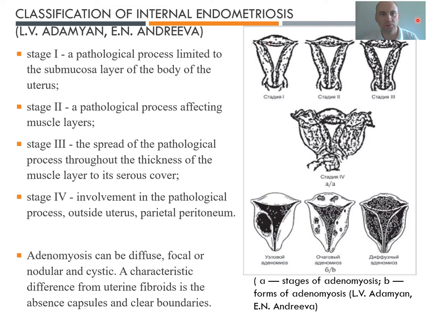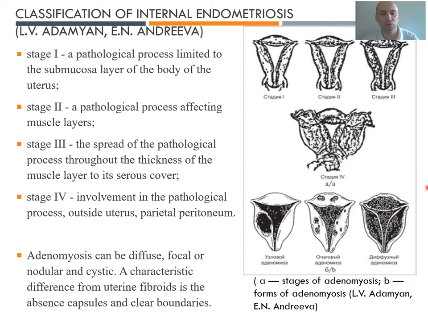Classification of internal endometriosis by Adamyan. Stage 1 is a pathological process limited to the submucosal layer of the body of the uterus. Stage 2, a pathological process affecting the muscle layers. Stage 3, the spread of the pathological process throughout the thickness of the muscle layer to its serous cover. Stage 4, involvement in the pathological process of structures outside the uterus, the parietal peritoneum.